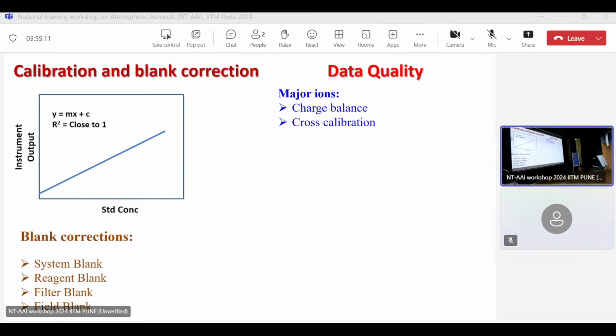We are trying to find out whether an anion or cation is missing, and then I will also tell you what we infer from that, and how to validate whether that particular anion or cation is missing.